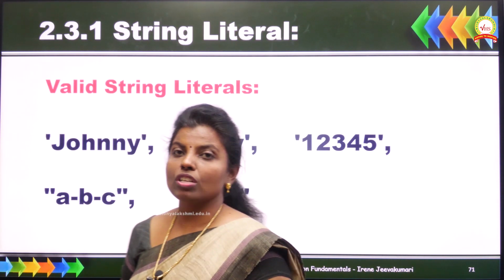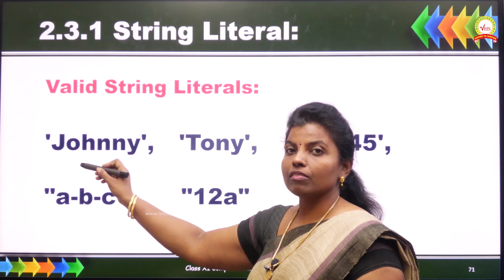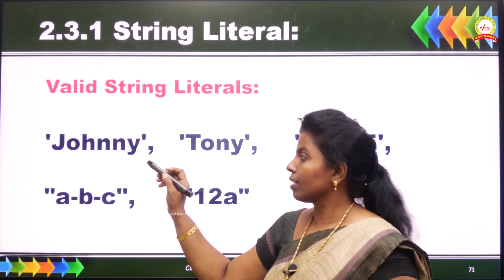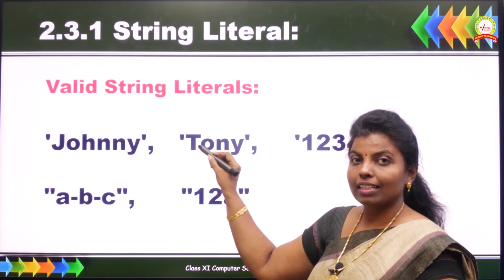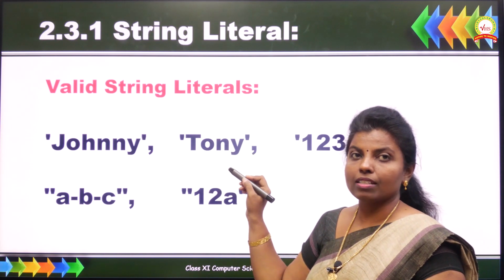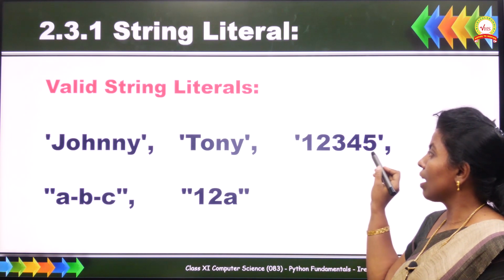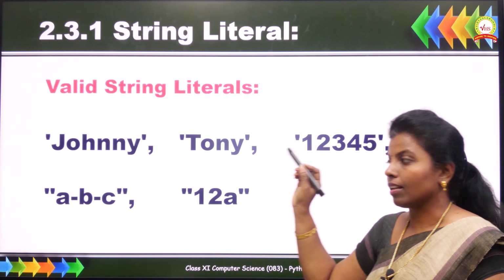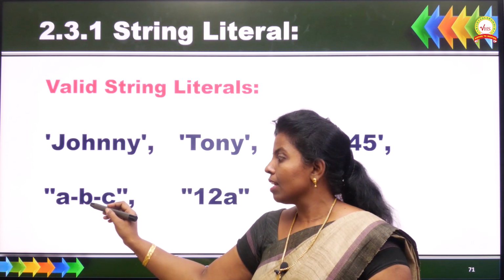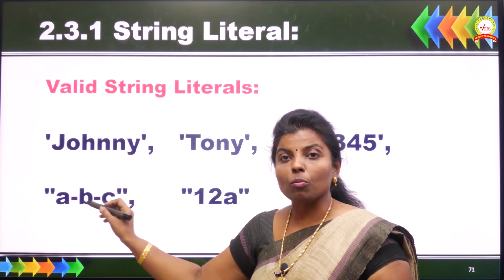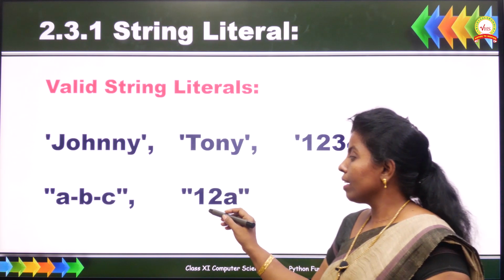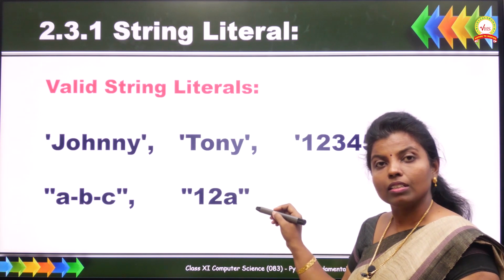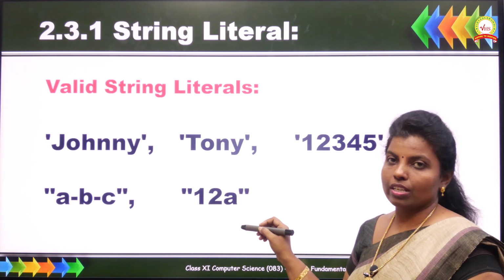Let us see some valid string literals of Python. Here you can see the word Johnny surrounded within single quotes. So this is a valid string literal. Here we have Tony surrounded within single quotes, which is also a valid string literal. Here we have some numbers enclosed within single quotes, and this is also a valid string literal. Here we have some characters and some symbols enclosed within double quotes, and this is a valid string literal. And here we have some numbers and a character surrounded within double quotes, and this is also a valid string literal of Python.